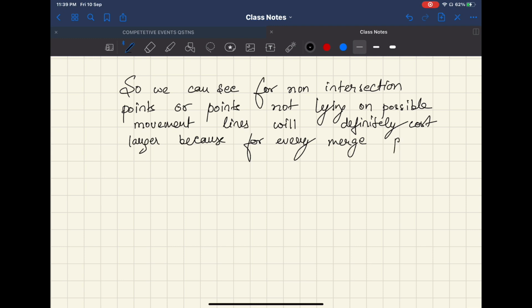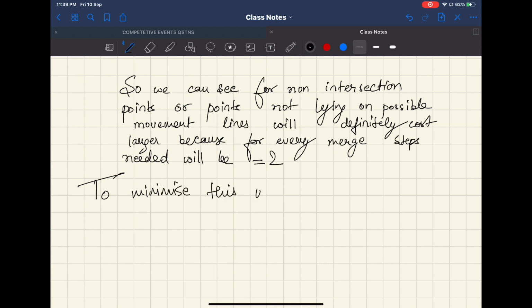So to reduce, we try to place the merge point on those lines, and we have seen for the intersection point, the more points merge there, the fewer steps we will need. So that's why we are considering all the possible intersection points and then solving it.